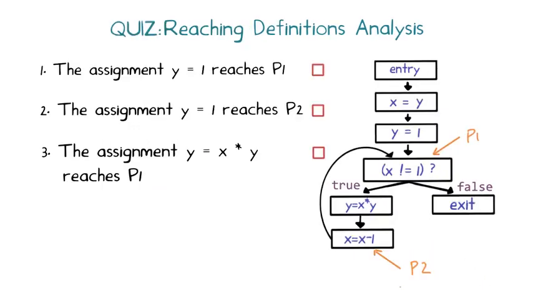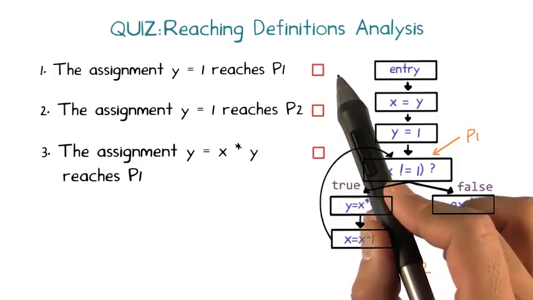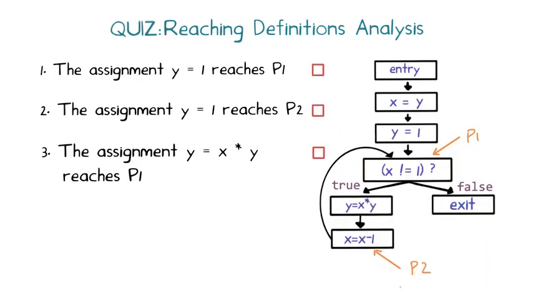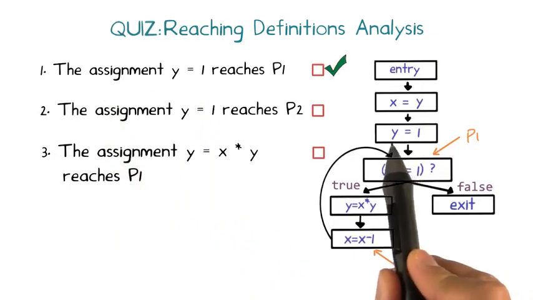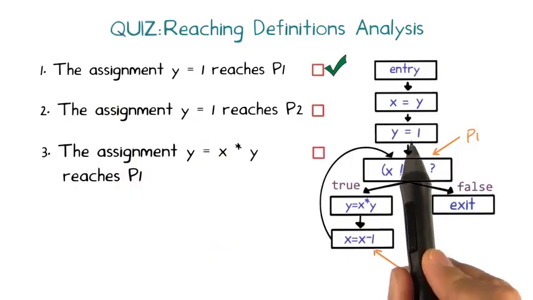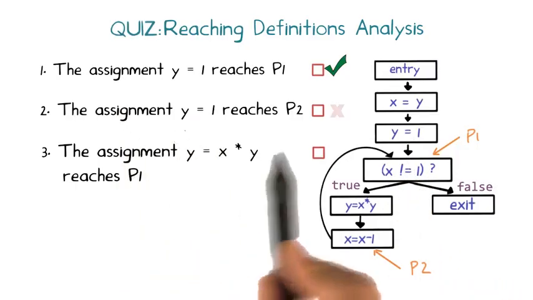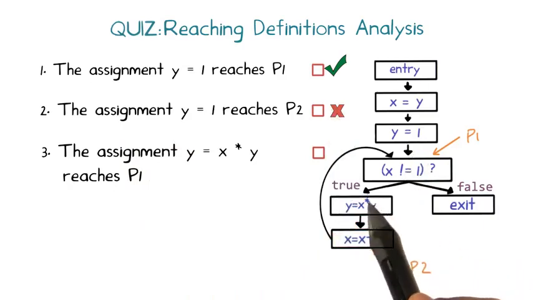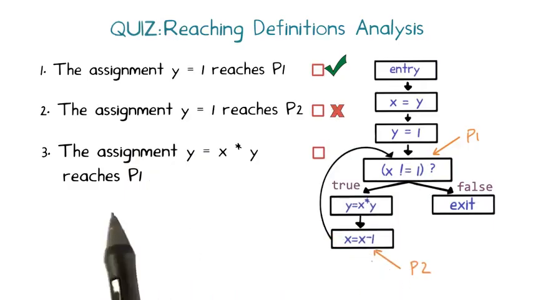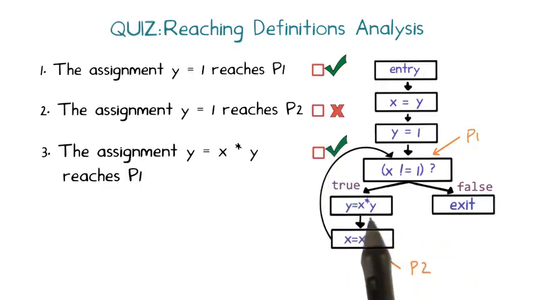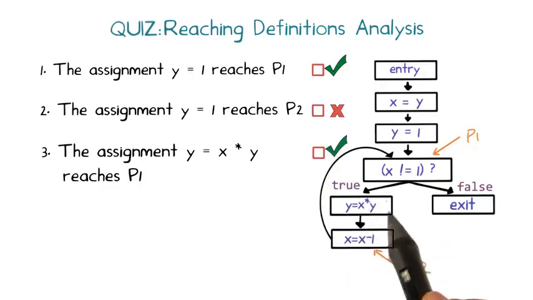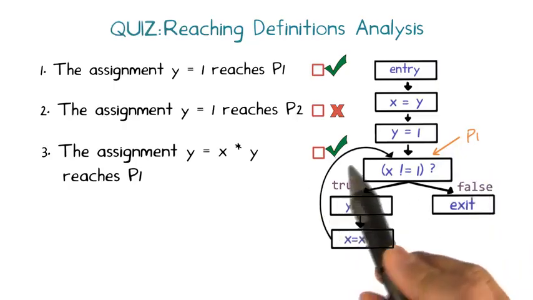To check your understanding of reaching definitions analysis, here's a short quiz. Check the boxes corresponding to the statements that are true about reaching definitions analysis. The first statement is true. Indeed, the definition y is assigned 1 reaches the program point P1 along this path. The second statement is false. This is because y is overwritten by this definition y is assigned x times y every time execution reaches P2. The third statement is true. Indeed, the definition y is assigned x times y reaches the program point P1 along this path.